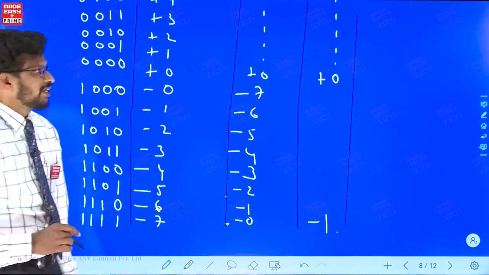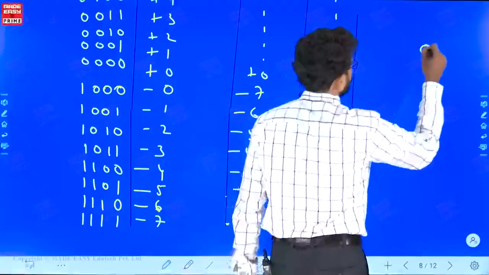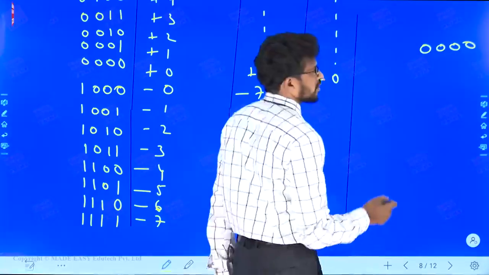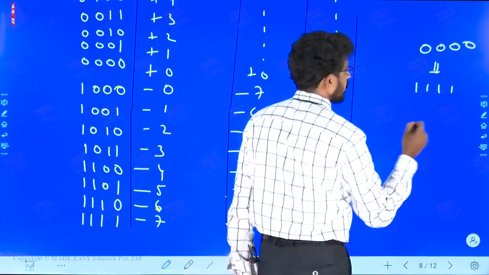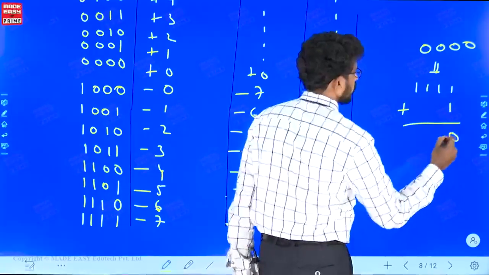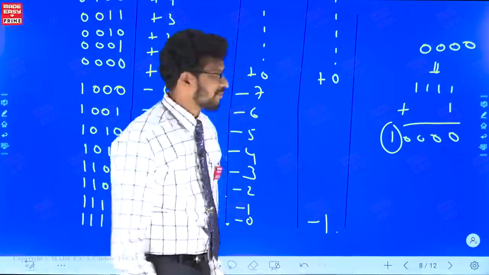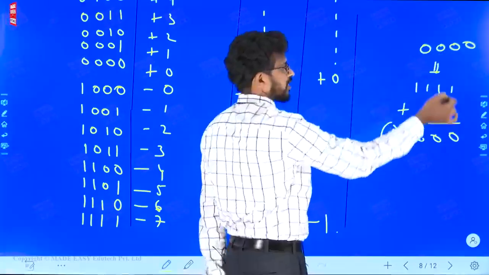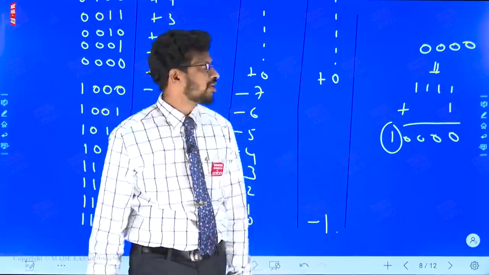Why? If I take the 2's complement of 0, 0, 0, 0, first find the 1's complement. What is the 1's complement of this? 1, 1, 1, 1 plus 1. What do you obtain? 1, 0, 0, 0, 0. So, it is crossing the bit length. So, the 2's complement of 0 is 0 only. So, we do not take that into consideration.